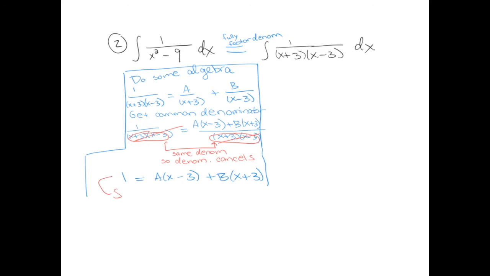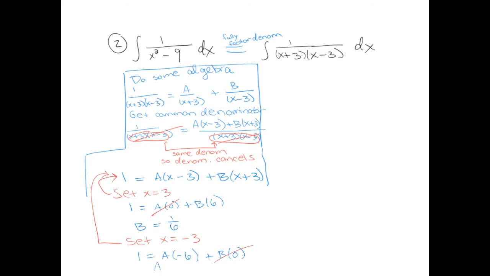So let's, in this equation, set x equal to 3. What does that give us? It gives us 1 is equal to A times 0 plus B times 6. And then I get B is equal to 1/6. In order to find the A value, setting x equal to minus 3, I get 1 equals A times minus 6 plus B times 0. And I get A is equal to negative 1/6.